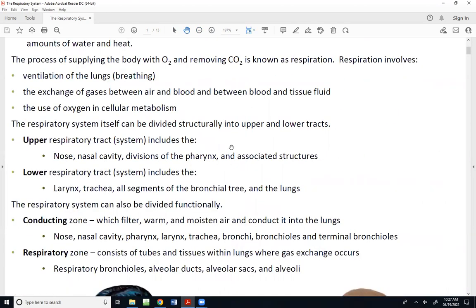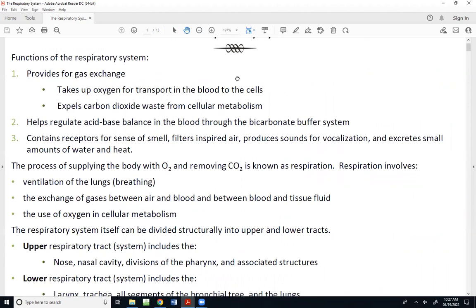All right, let's talk real quickly about what our respiratory system does for us. Number one, providing for gas exchange, which is, I would say, its primary role: taking up oxygen for the transport in our blood to our body cells, and then expelling carbon dioxide waste that's produced during cellular metabolism.